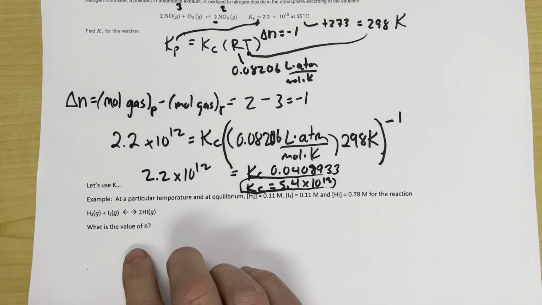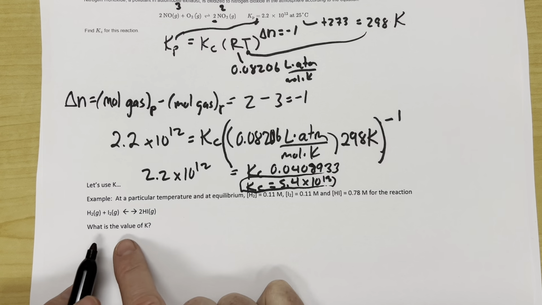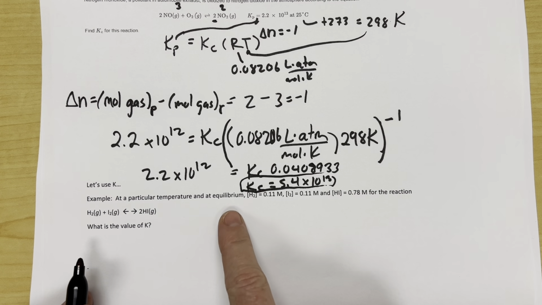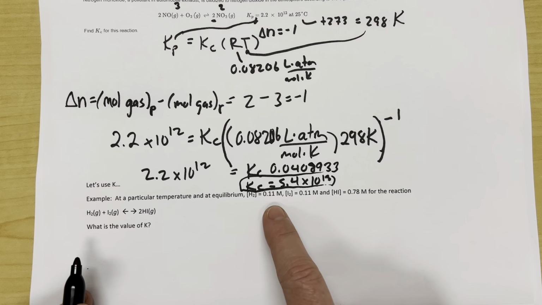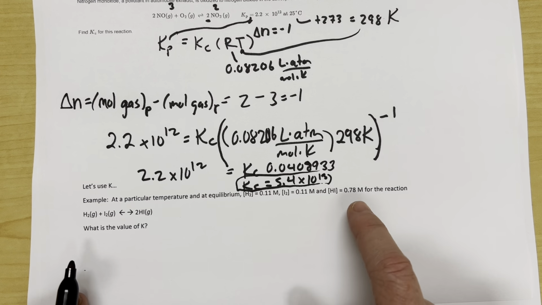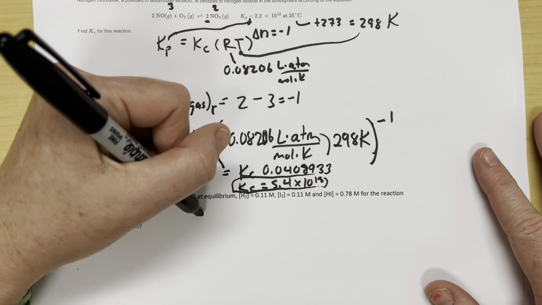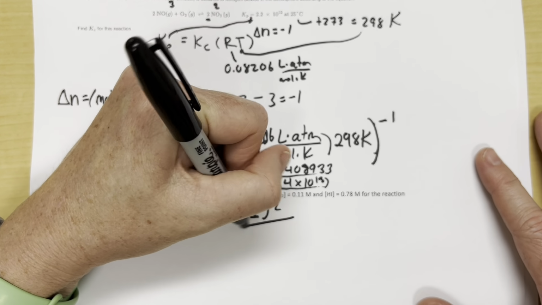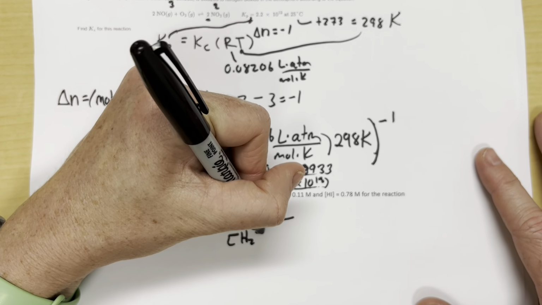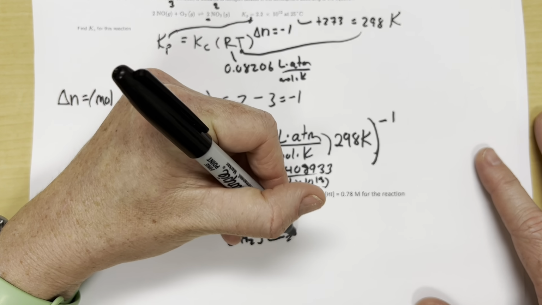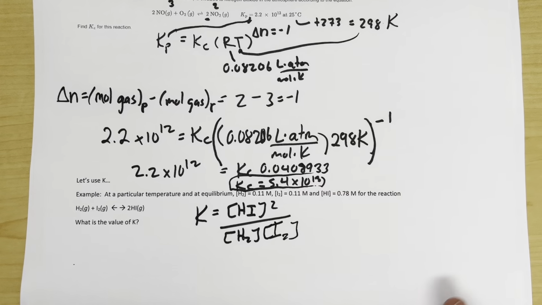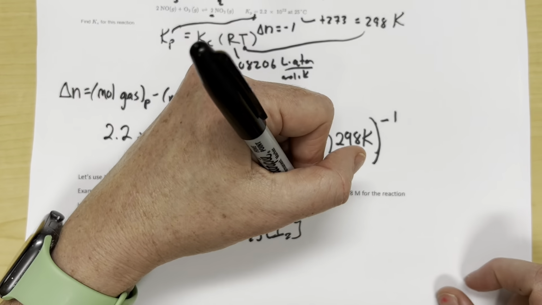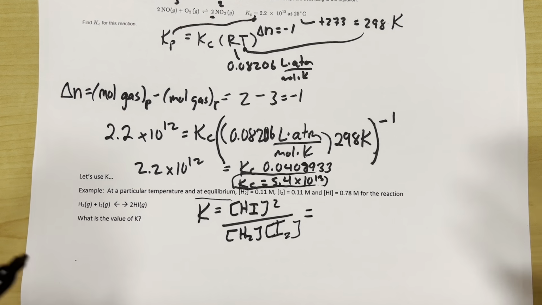All right, so let's use K. First, let's go ahead and find the value of K in this particular problem. It says at a particular temperature and at equilibrium, H2 equals 0.11, I2 equals 0.11, and HI equals 0.78 for this reaction. We already did a K for that reaction. We said it was HI squared over H2 I2, and we want to know the value of K. The beautiful thing is it tells us that this is all at equilibrium, so all you need to do is plug in the numbers at equilibrium and solve.